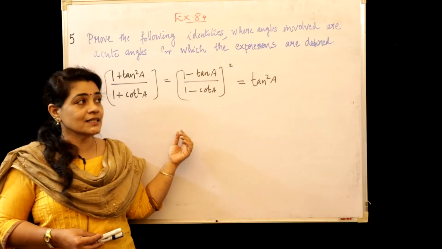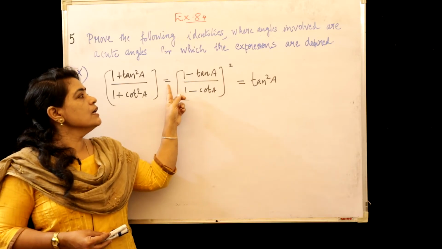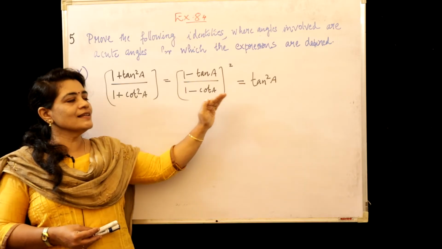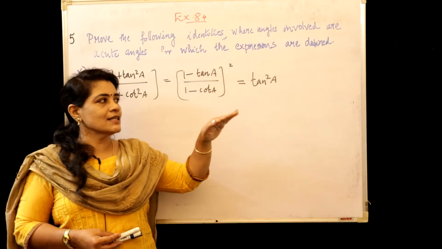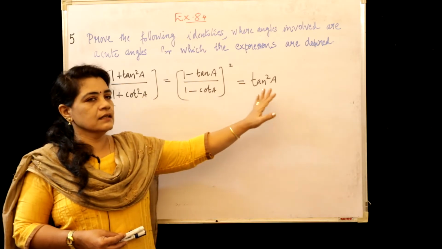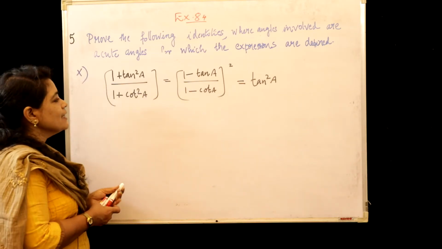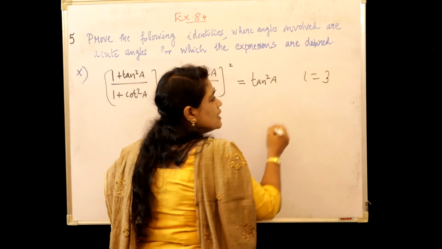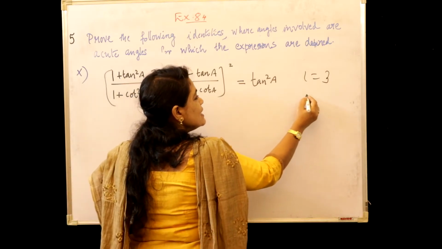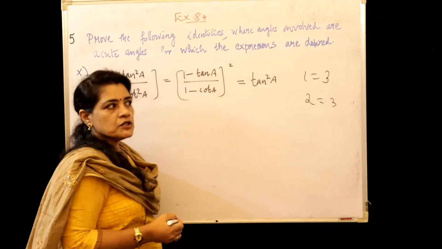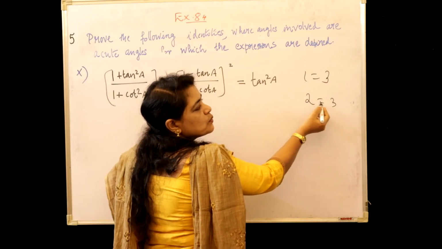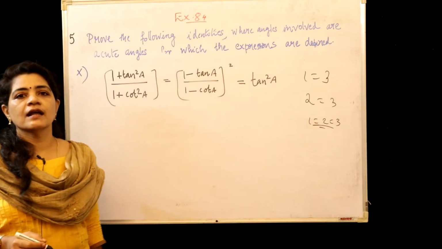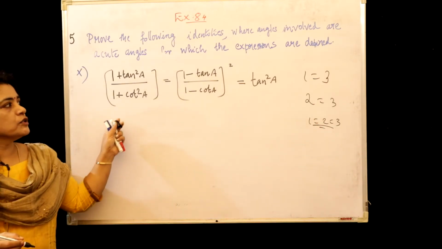For that, see children, here they are connected by equal to sign. In order to show this result, this is the way: I am taking first and third, and I am showing that 1 equal to 3. If I can show that 1 equal to 3, and also second case 2 equal to 3, which means 1 equal to 3, 2 equal to 3 means 1 equal to 2 equal to 3, right? This is the method we are applying over here, in order to show this result.